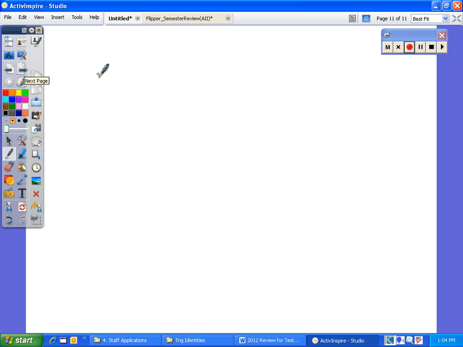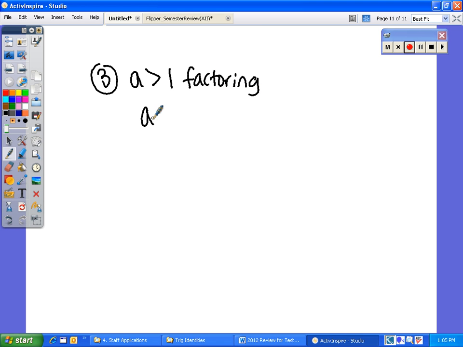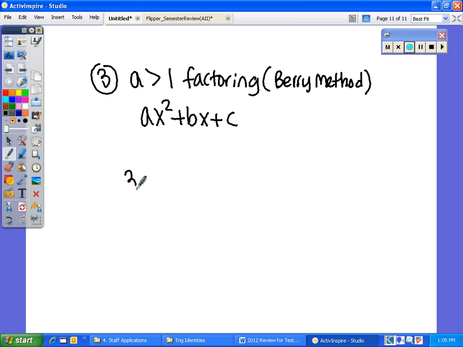All right, the next type of factoring is a is greater than 1 factoring. And that is for your quadratic expression, where this value here would be greater than 1. We call this the Berry method. And you could just look up Berry method on YouTube and watch it. All right, so suppose you had this example.